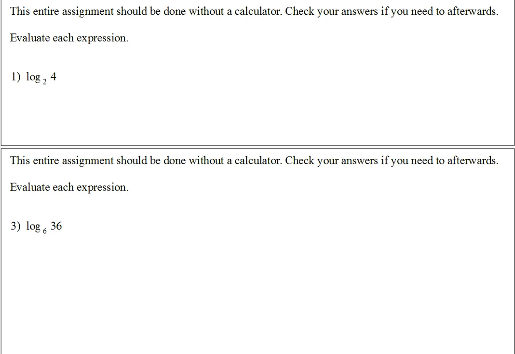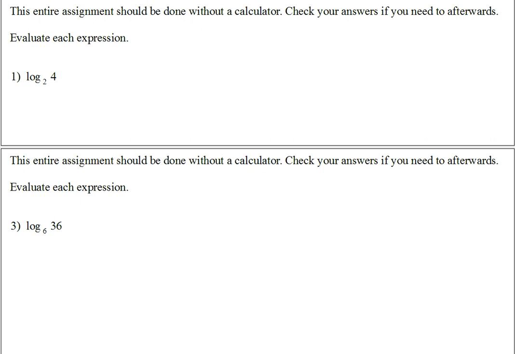Alright, I'm going to be working on the Intro to Logs worksheet, which is just getting us an idea of what in the world a log means. We deal with single letters and numbers in the math world, usually 3 of them at a time. A log is, in a way, just rewriting an exponent or an exponential.